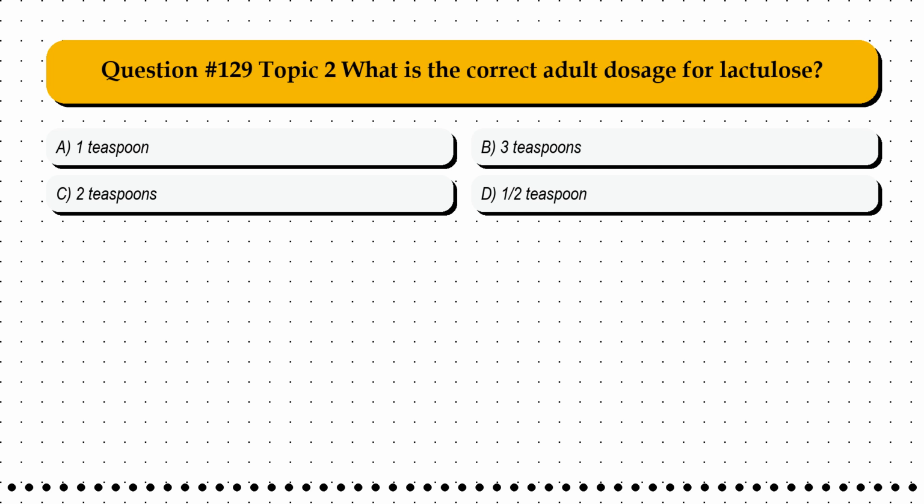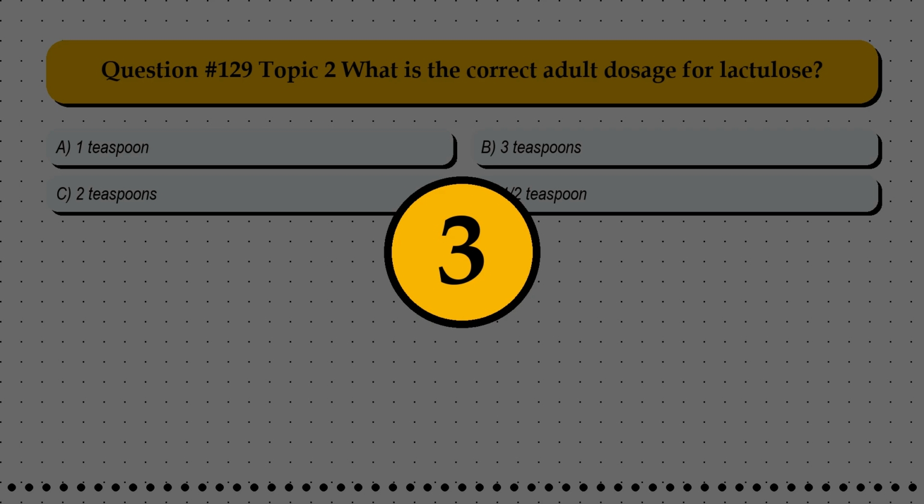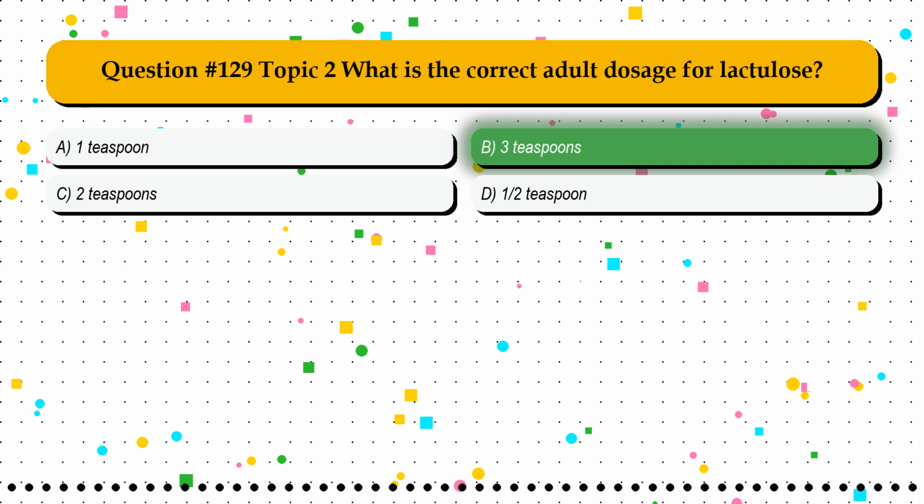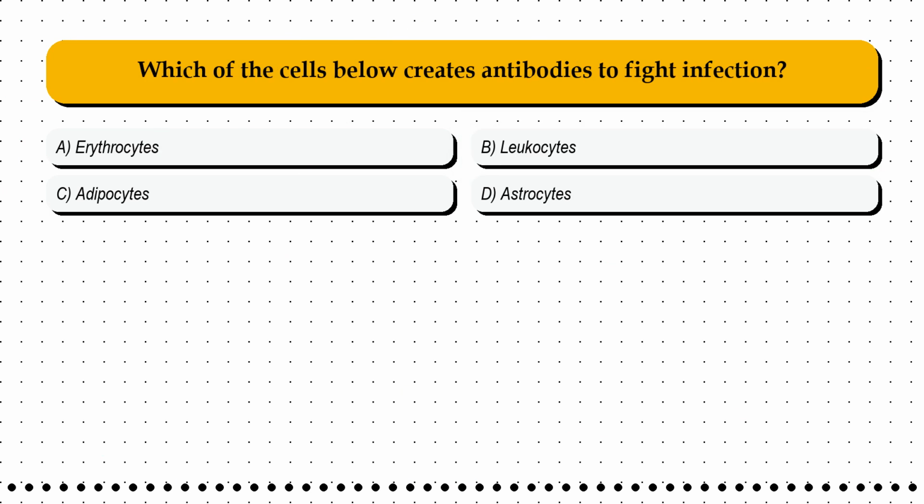Option A, 1 teaspoon. Option B, 3 teaspoons. Option C, 2 teaspoons. Option D, a 1/2 teaspoon. The correct answer is option B, 3 teaspoons. Question 128. Which of the cells below creates antibodies to fight infection?